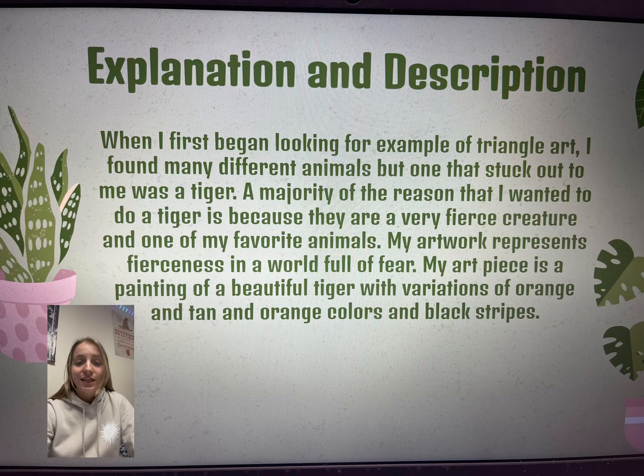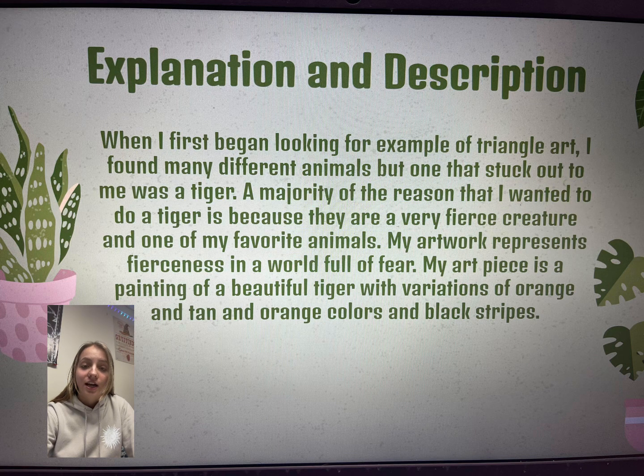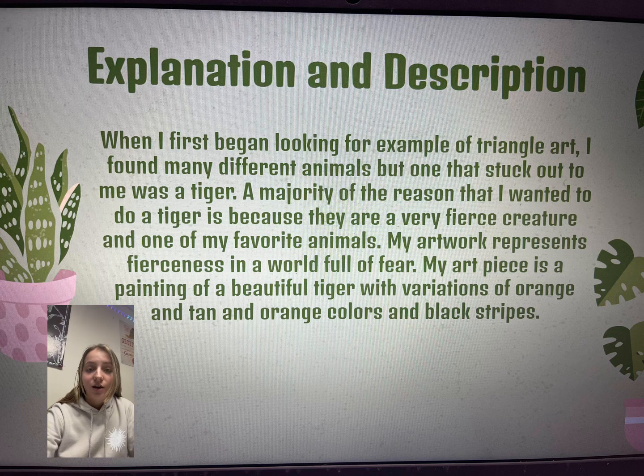Up next is my explanation and my description. When I first began looking for examples of triangle art, I found many different animals, but the one that stuck out to me most was a tiger. A majority of the reason I wanted to do a tiger is because they represent fierceness and they're one of my favorite animals. My artwork represents fierceness in a world full of fear. My art piece is a painting of a beautiful tiger with variations of orange and tan colors and black stripes.